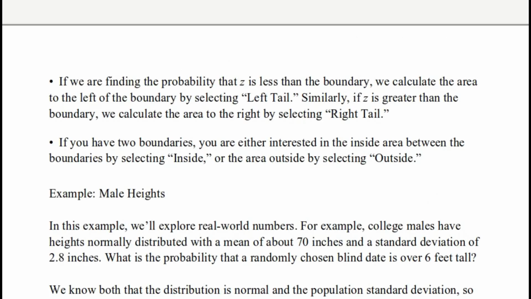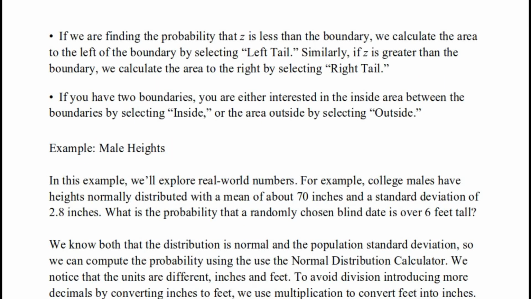Taking a look at the next page, we can see that if we're finding the probability that z is less than a boundary, we calculate the area to the left of that boundary by selecting left tail. Similarly, like in the previous example, if z is greater than the boundary, we calculate the area to the right by selecting right tail. If you have two boundaries, you're either interested in the inside area between the boundaries by selecting inside, or the area outside by selecting outside.